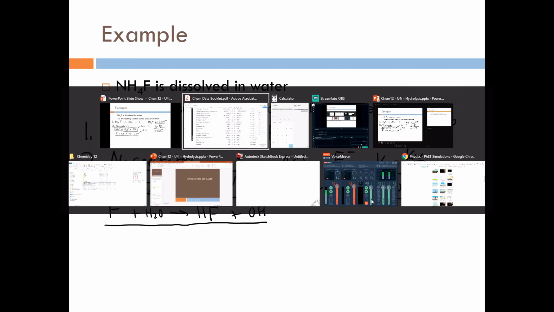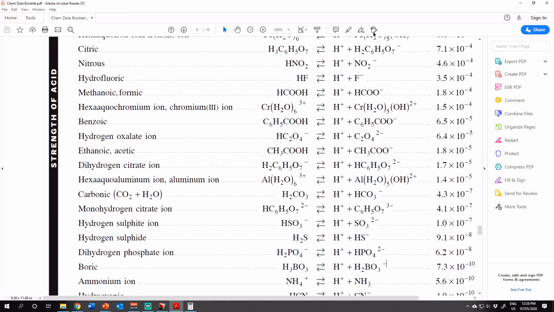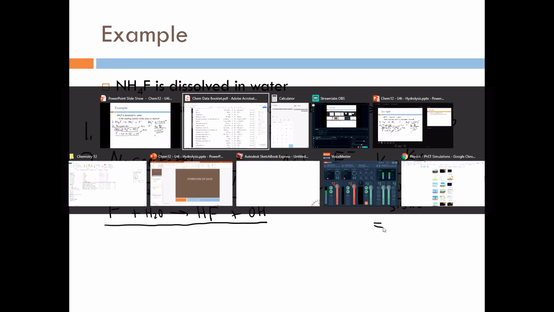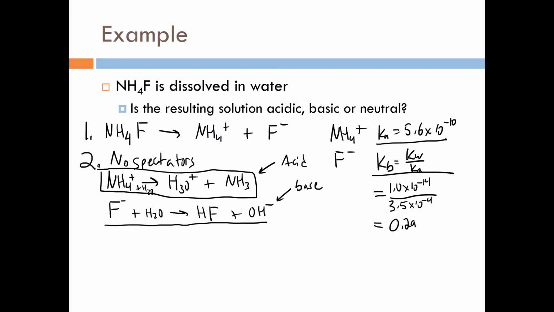And F minus will have a Ka based on its conjugate acid, which is HF, which is up here. There's HF. So it has a Ka, sorry, of 3.5 times 10 to the negative 4. Doing the calculation, 1 divided by 3.5 is about 0.29. 0.29 times 10, this will be minus 14 minus 4, so minus 10. So this is about 2.9 times 10 to the negative 11.